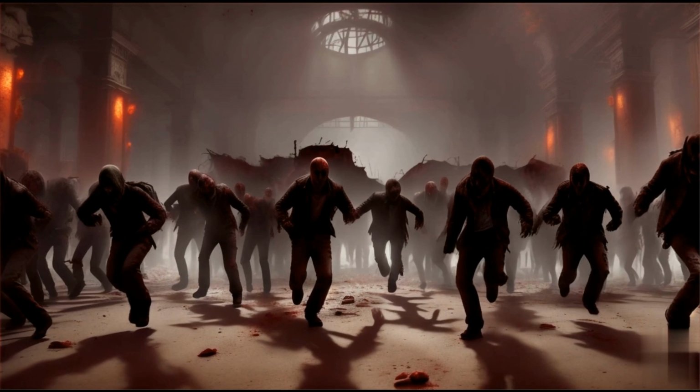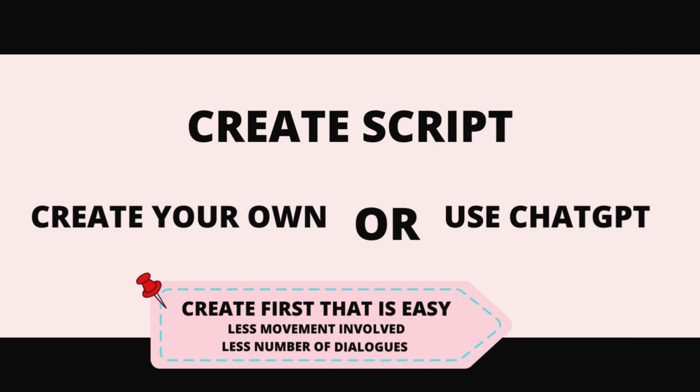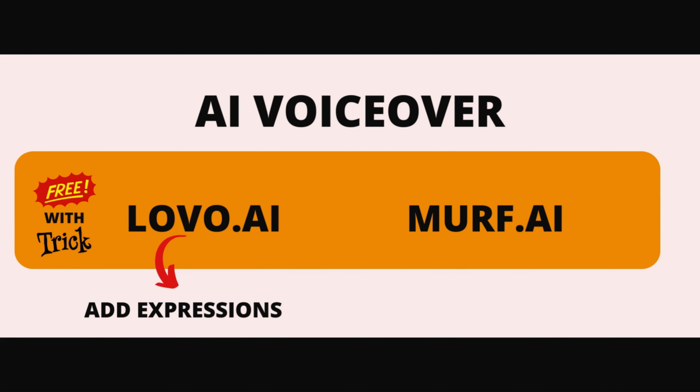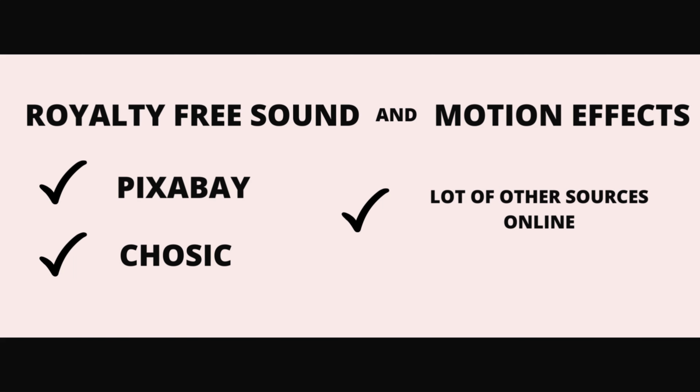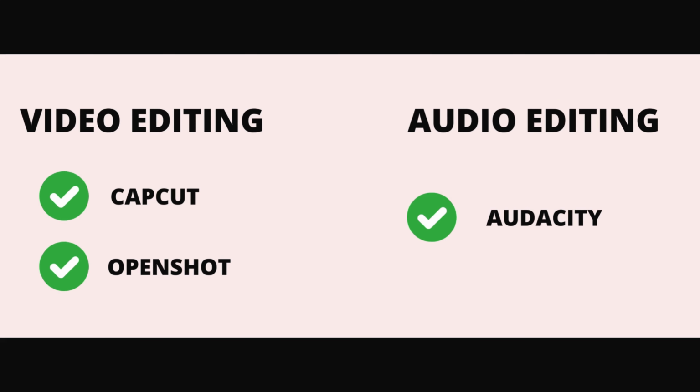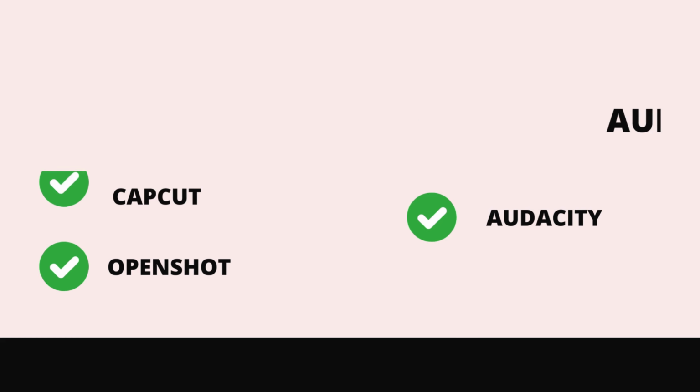That said, let's start with a step-by-step guide on how you can accomplish Silomar, or better than that, using free AI tools. Follow the following 6 steps. Build a script, use your own or take help from ChatGPT. Then use free AI tools to generate animations. Use AI voiceovers for narration and dialogues. Find free background music and motion effects. Remove watermarks and finally edit everything in a free video editor.